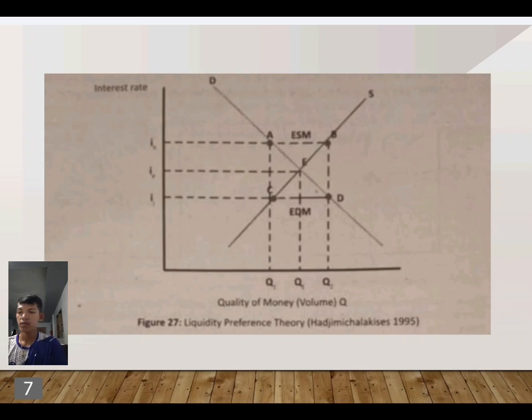When supply increases, it leads to a lower equilibrium rate. If the money supply increases, S shifts to the right and the interest rate drops from I to IS to IE, then to II. If supply decreases, the interest rate will rise.